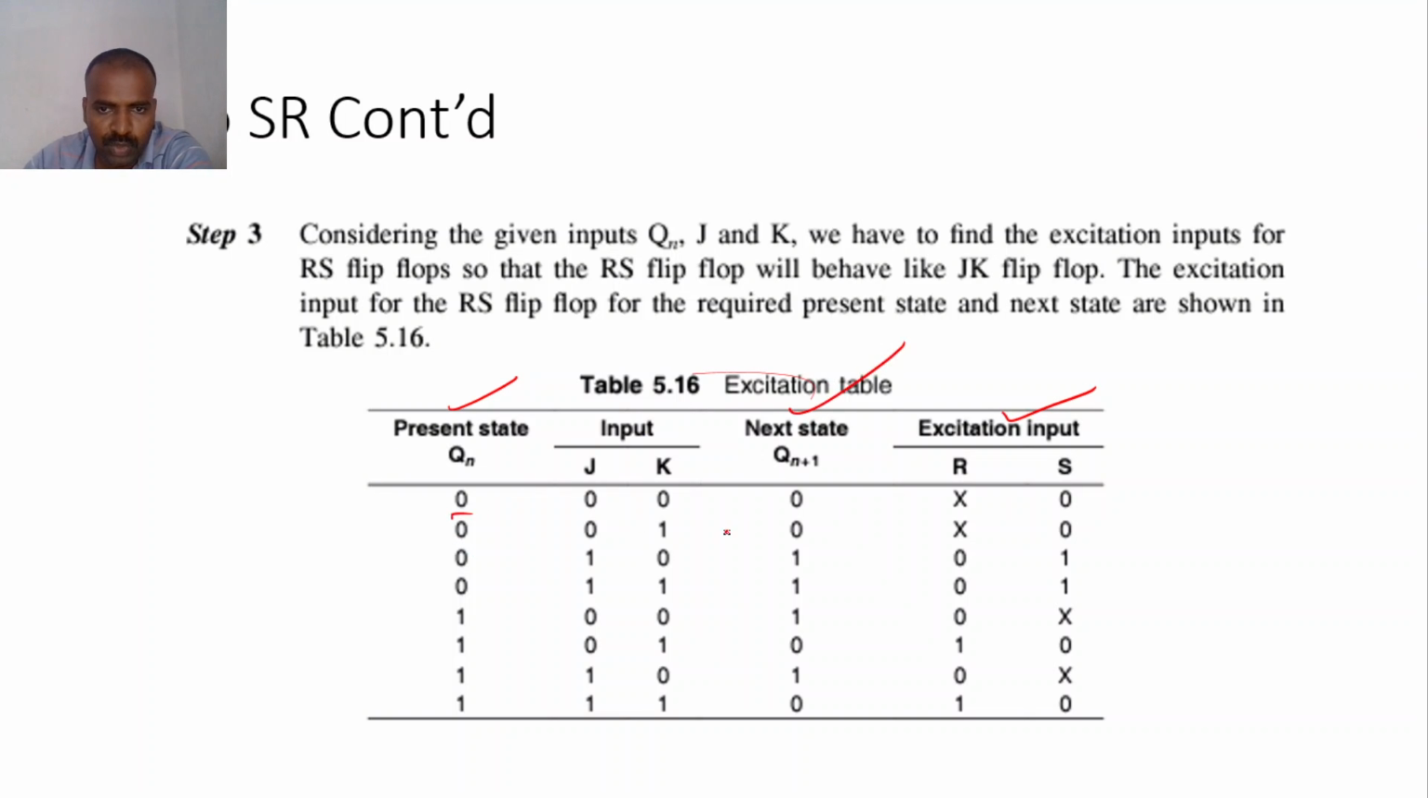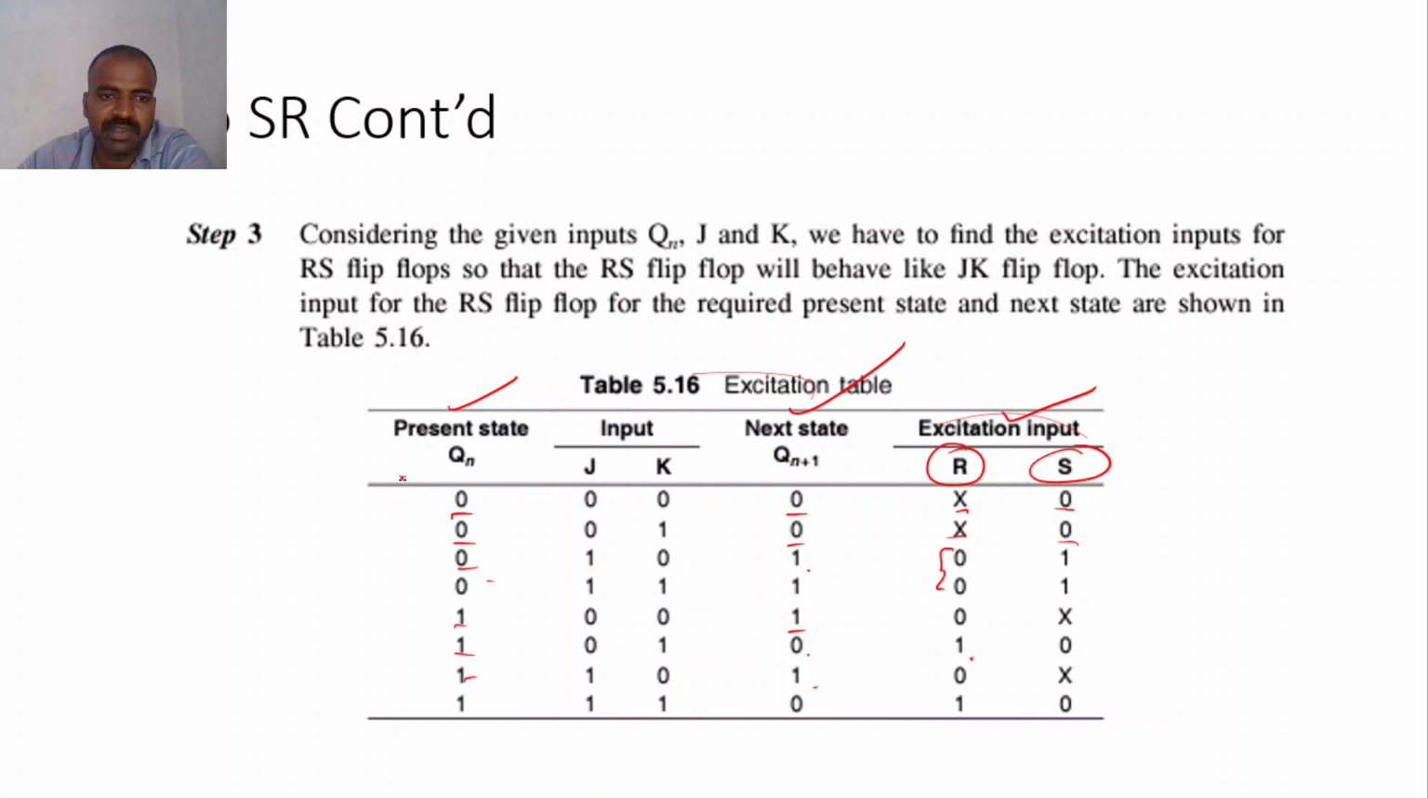Okay, so for 0 0 in SR, it is 0, don't care. Again it is 0 0, so again it is 0, don't care. Then this is 0 1, so the next two conditions are the same. And this is 1 1, don't care 0, 1 0, this was 0 1, 1 1, don't care 0, 1 0 1. So 1 0 0. The excitation table is very important while designing, that is while converting one flip flop into another flip flop. So now we are going to find the expression for R and S using K-map simplification.